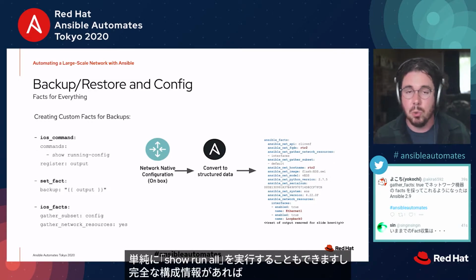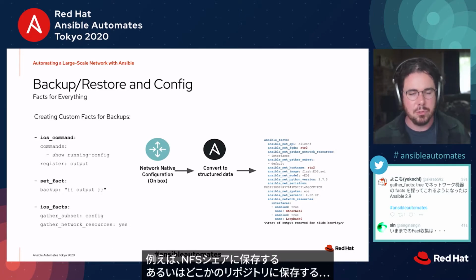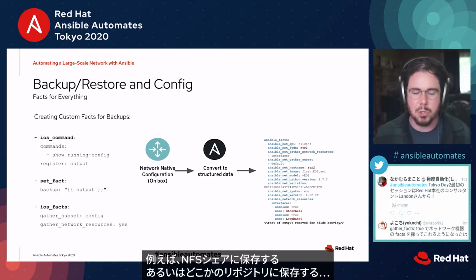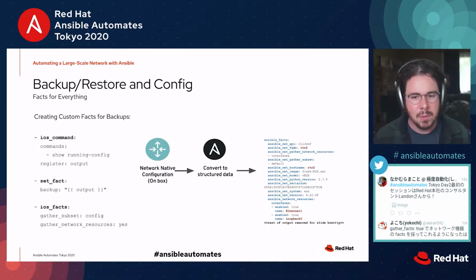You could just run show run all, you have the full config, set it as a fact, and save it somewhere, do something with it. Save it to an NFS share, save it to a repo somewhere. You can do anything with it. Once you have it in fact form, the world is your oyster.